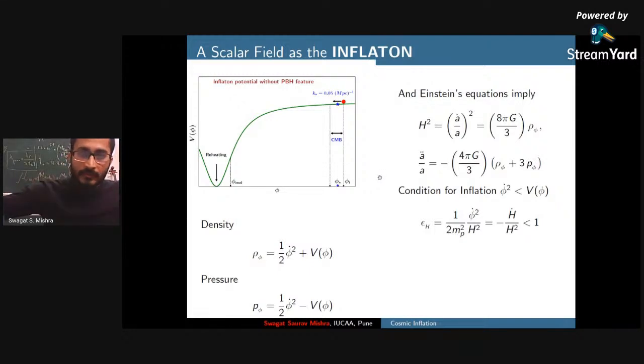It permeates the universe. This field is not very esoteric, because we have discovered a scalar field in the lab. It's called the Higgs boson, which fills the universe. But it's rolling down slowly across its potential. As long as the height is much higher than the velocity, you get inflation. This is the condition for inflation.